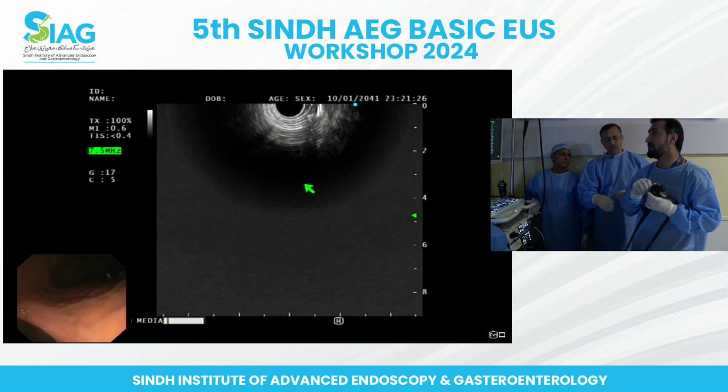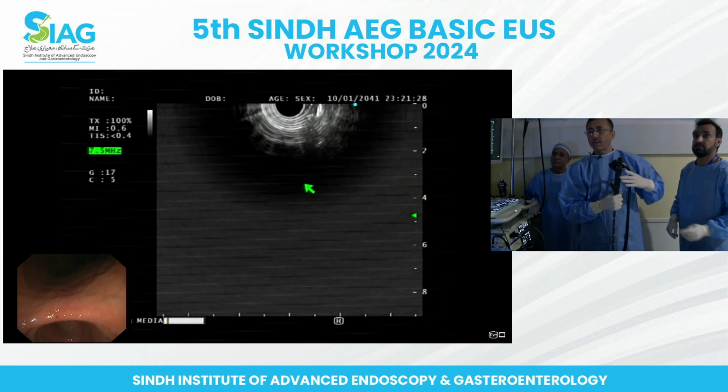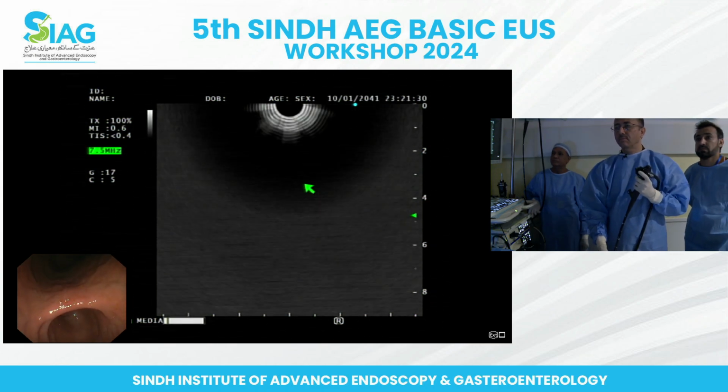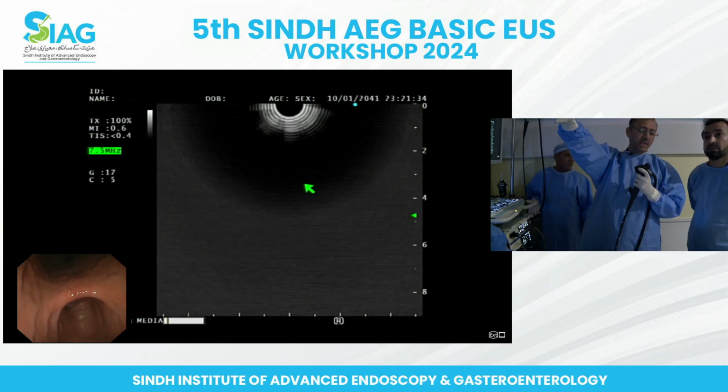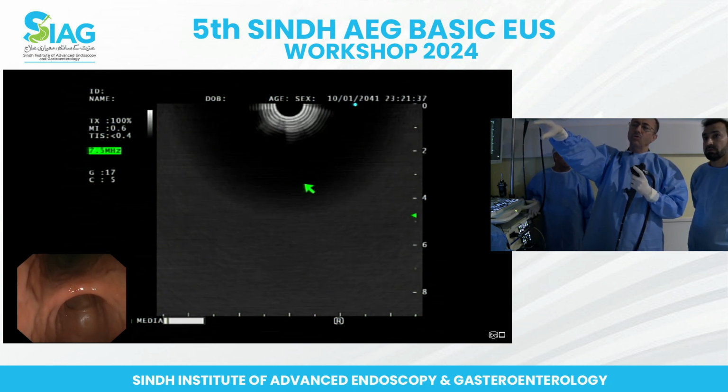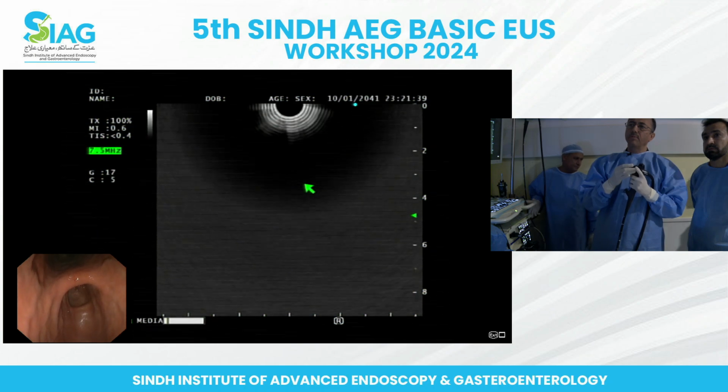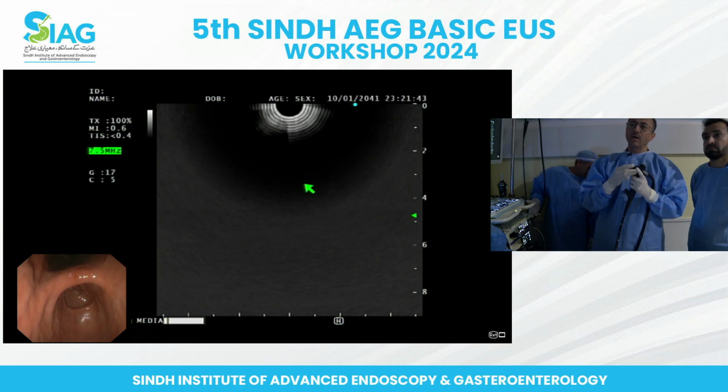You slip back very quickly. Show me. When there is a lot of air, this is going to give you a problem in terms of maintaining your position in the distal duodenum. So take out all the air.